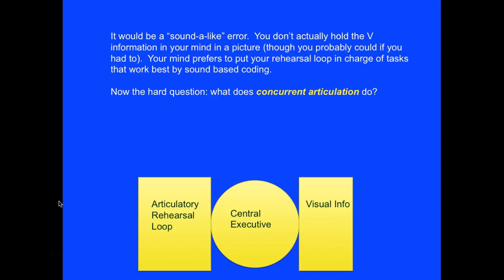Look very carefully at your book's drawing of the articulatory rehearsal loop. The first thing you want to think about is it has a capacity limit. I would draw a line like this. And then I draw a little arrow that stands for rehearsal. So what does that mean? It means that short words are going to get better rehearsal than long words.